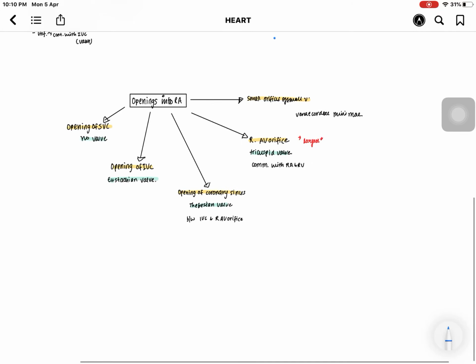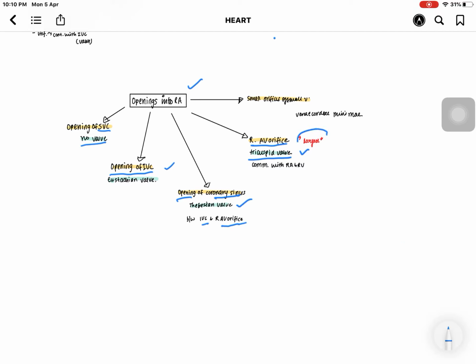Coming to the openings into the right atrium. Opening of the superior vena cava, which has no valve. Opening of the inferior vena cava, which has a valve. And opening of the coronary sinus, which has a valve, the Thebesian valve, between the inferior vena cava and the right AV orifice. The right AV orifice, also known as the right tricuspid valve, is the largest opening, and small orifices of the venae cordis minimae are also present.